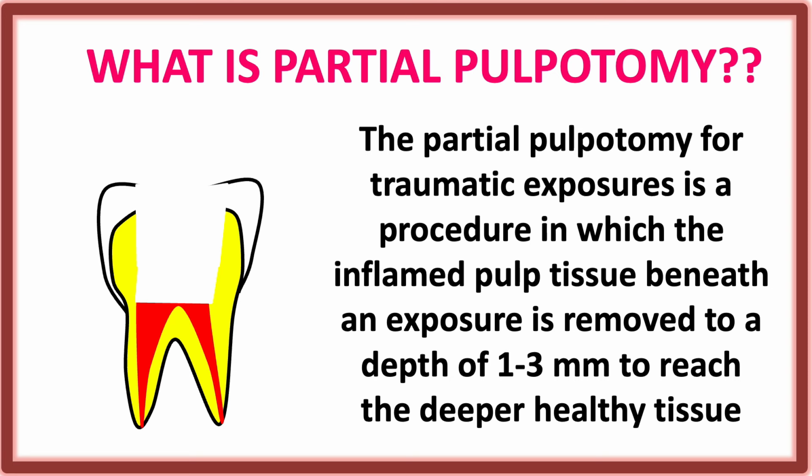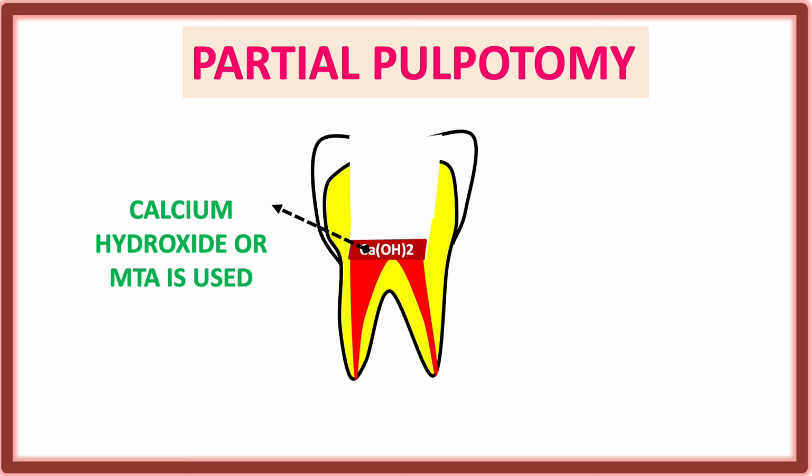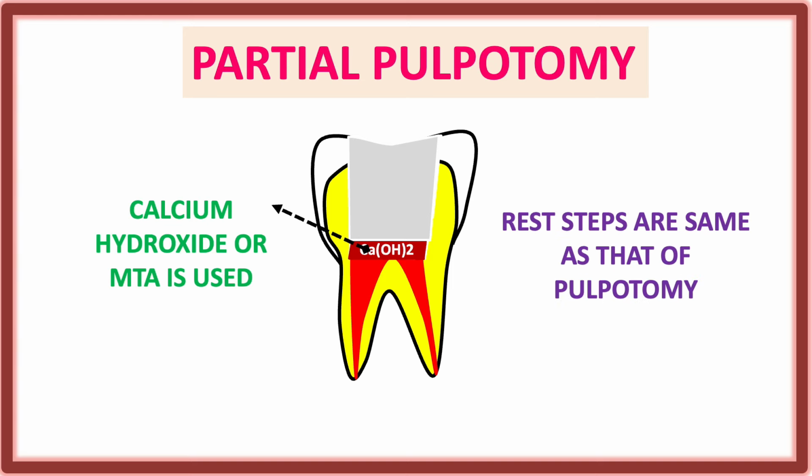Now, after removal of the carious part of the coronal pulp, we are going to place a calcium hydroxide or mineral trioxide aggregate dressing. And then we are going to put a temporary restoration. All the steps after placing calcium hydroxide are the same as those of the other types of pulpotomy.